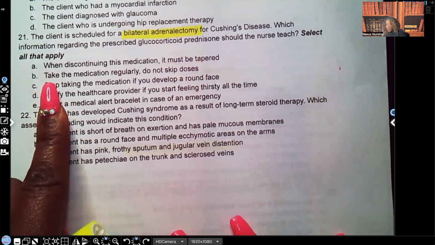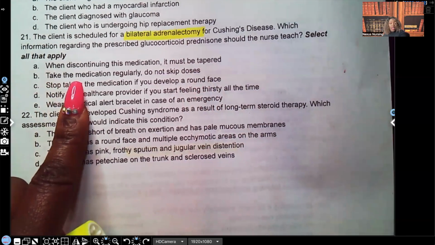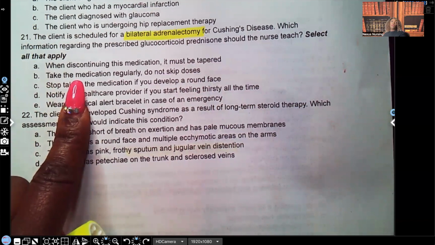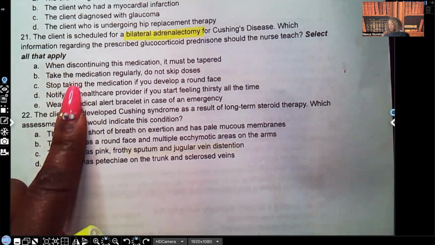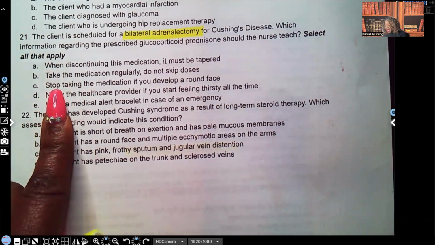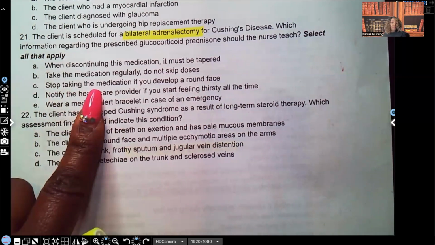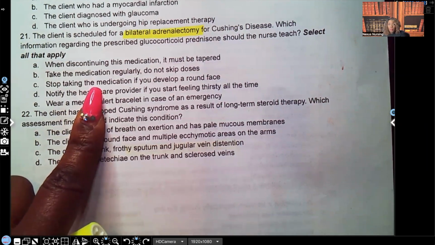Okay. Let's look at B. Take the medication regularly. Do not skip doses. Absolutely true. Let's see C. Stop taking the medication if you develop a round face. You will die. You got both of your adrenal glands removed, and you need that steroid to live, right? You have to get that. So yeah, you may develop a round face. You may develop buffalo hump. Your blood sugar may increase. Your skin may start getting thin, right? Yeah, that's a possibility, but you can't stop taking that medication.